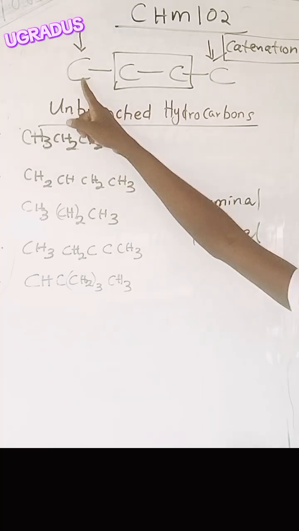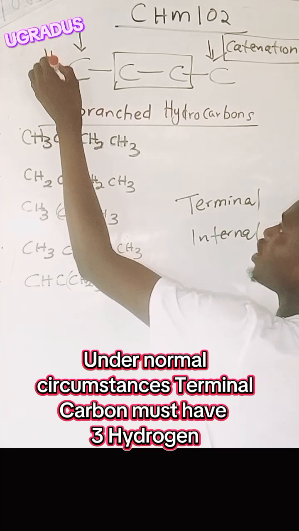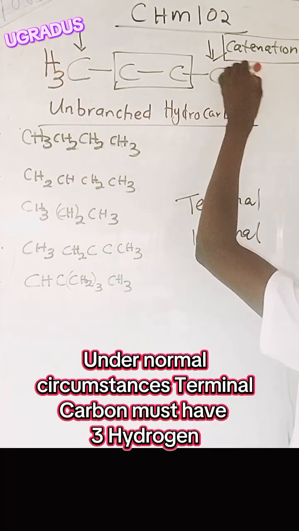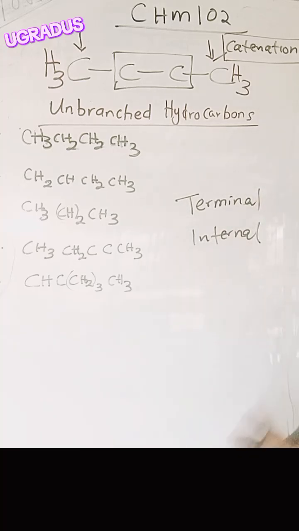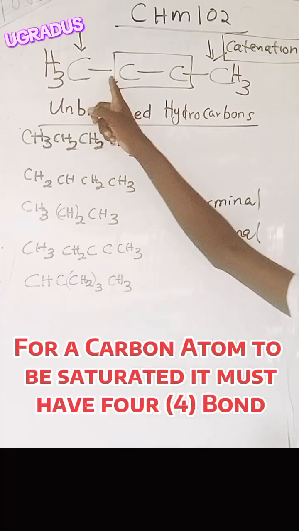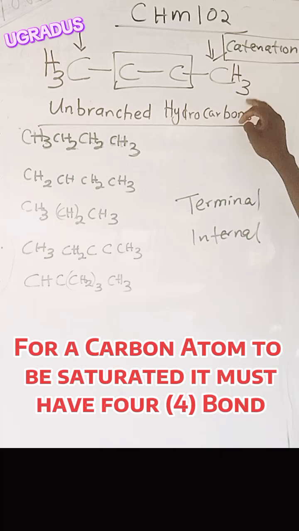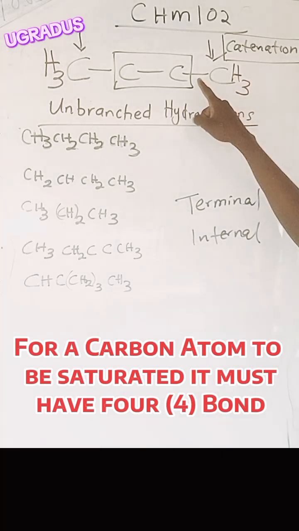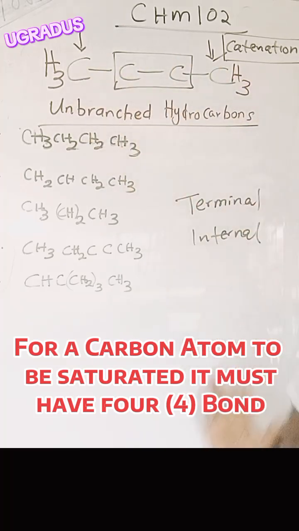So this is it. Since this carbon already has 1 bond in the chain, that means for every terminal carbon to be balanced, it must have 3 hydrogens, because every carbon atom must form 4 bonds. For a carbon atom to be saturated, it must form 4 bonds. So this is already 1, plus the bonds from these 3 hydrogens, that makes it 4. While this one has 3 already, plus the bond inside this chain, that makes it 4. That means these 2 terminal carbons are saturated.